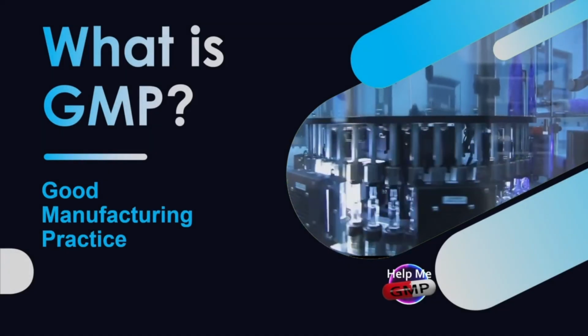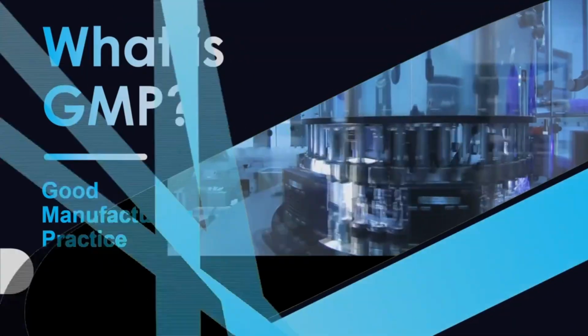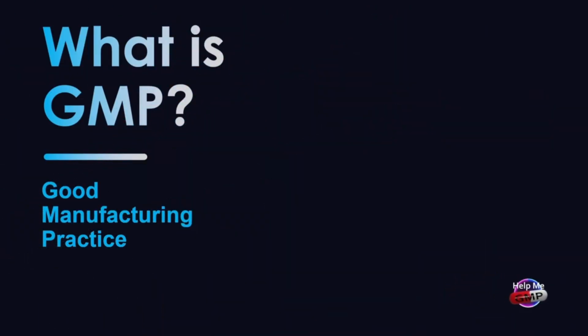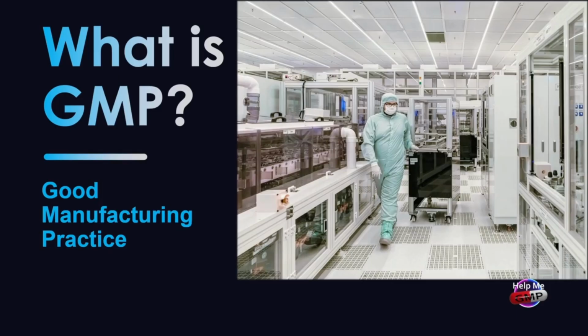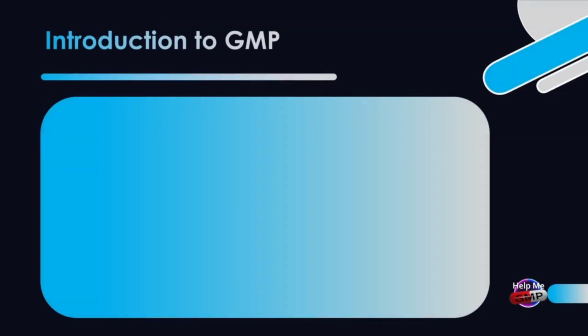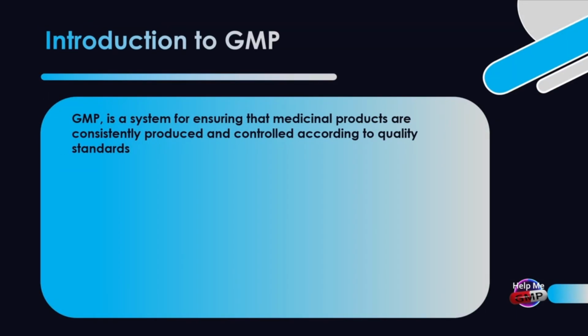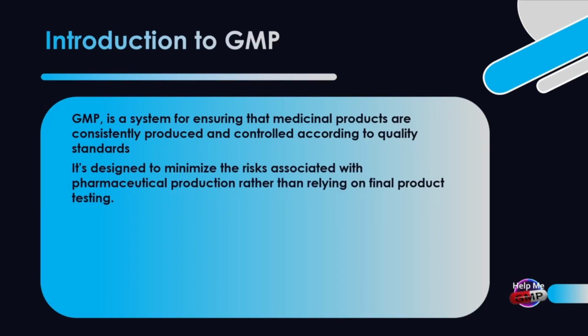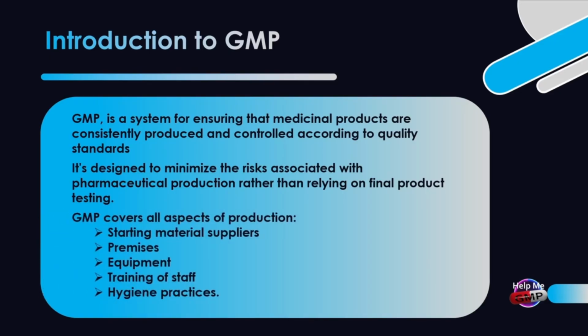Do you really know what GMP is? Well, stick with us and by the end of this video you will. Good manufacturing practice, or GMP, is a system for ensuring that medicinal products are consistently produced and controlled according to quality standards. It's designed to minimize the risks associated with pharmaceutical production rather than relying on final product testing. GMP covers all aspects of production, from the starting materials to suppliers, premises, equipment, to the training of staff and hygiene practices.